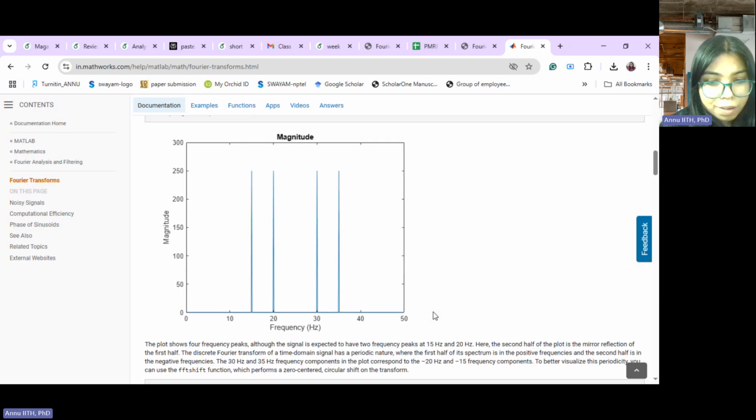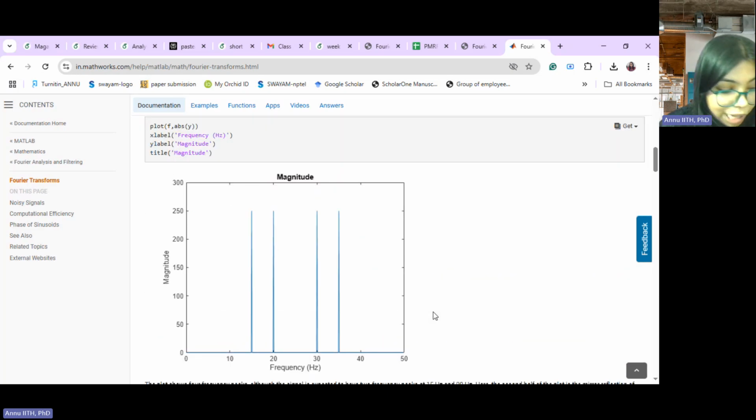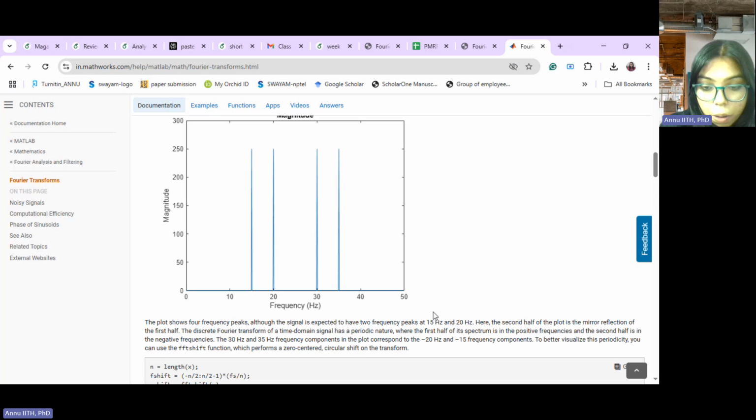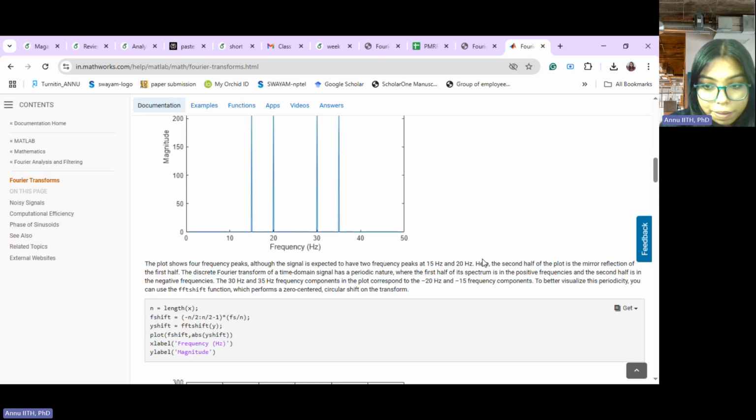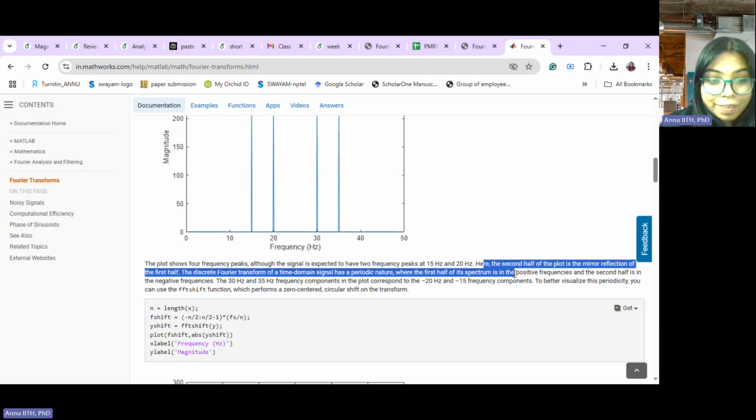What does this mean? Can you tell me what this means, and can you analyze what this is? Okay, so here, the second half of the plot is actually the mirror reflection of the first half.